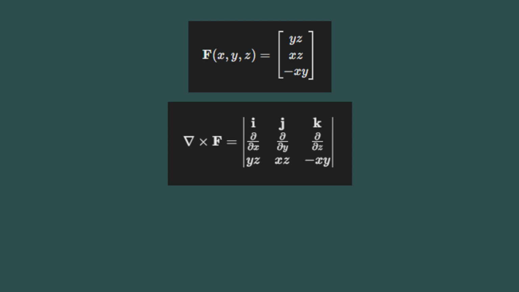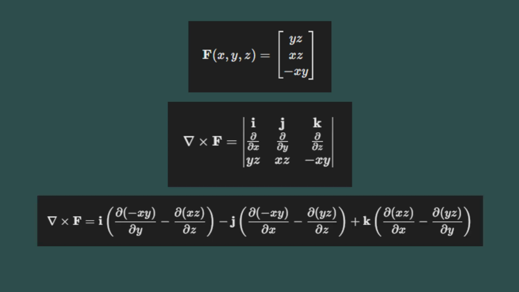In the first row, we place the unit vectors i, j, and k, representing the x, y, and z directions. In the second row, we place the partial derivative operators with respect to x, y, and z. In the third row, we place the components of the vector field, which in this case are y times z, x times z, and negative x times y. Now, let's expand this determinant step by step.